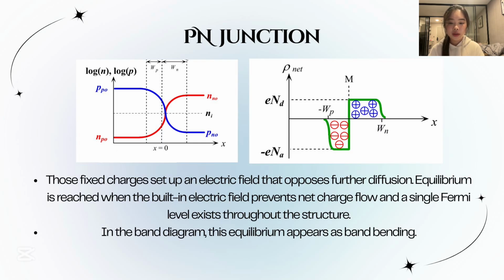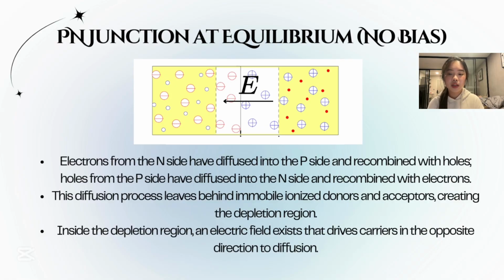Equilibrium is reached when the built-in electric field prevents net charge flow and a single Fermi energy exists throughout the structure. In the band diagram, this equilibrium appears as band bending. The conduction and valence bands bend so that the Fermi energy is flat across the junction. Next, we will talk about the p-n junction under different biases.